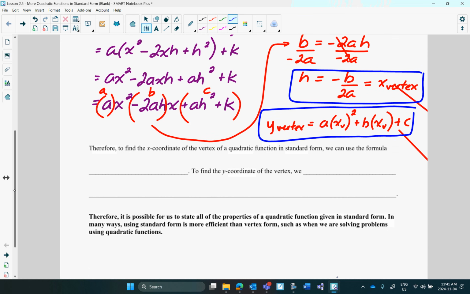So to find the x coordinate of a vertex in standard form, y equals ax squared plus bx plus c, we use the formula: the x vertex is equal to negative whatever the value of b is, divided by 2a. To find the y coordinate of the vertex, we plug x_v back into the standard form equation.